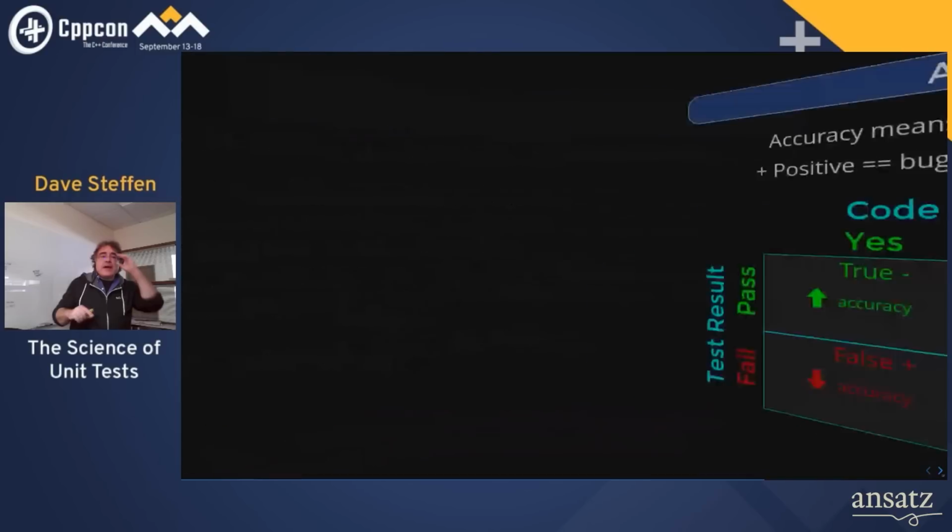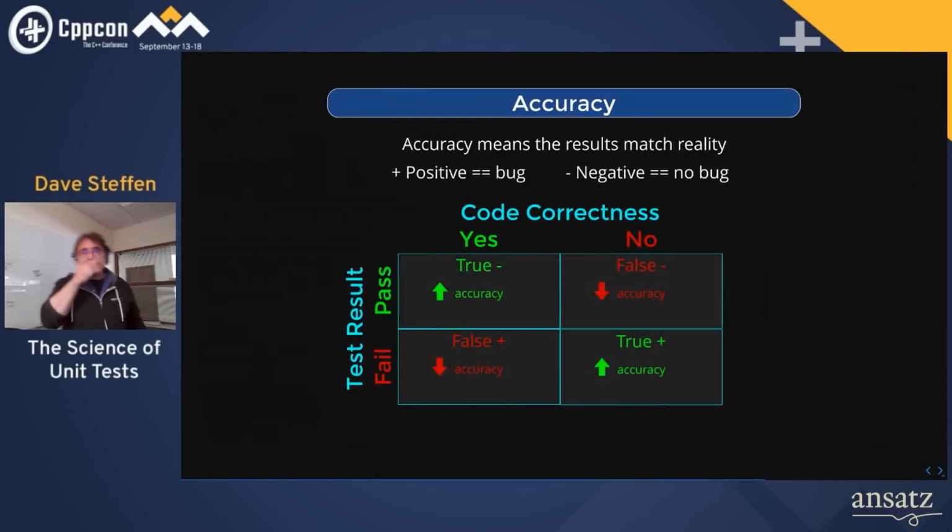Okay, now this is the last thing we're gonna talk about. This is accuracy, which is a bit more complex. And what accuracy means is that the results of your experiment match reality. So we have a truth table. Everyone likes truth tables, right? We've got 2 binary options. Your code's correct or it isn't. Your test results pass or they fail, okay?